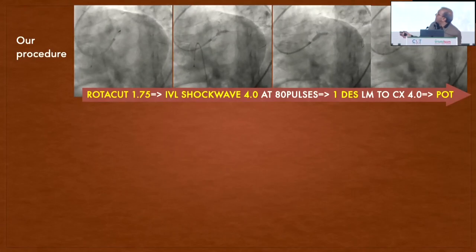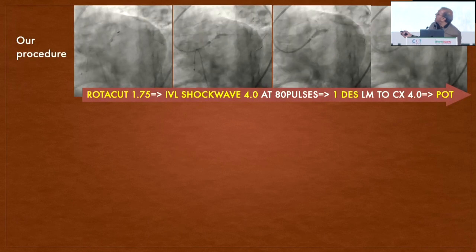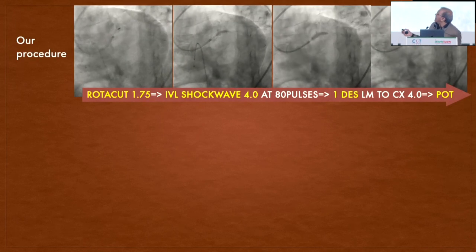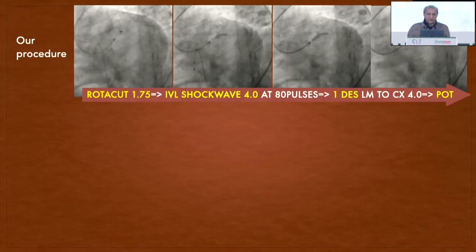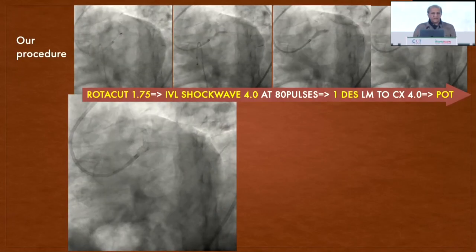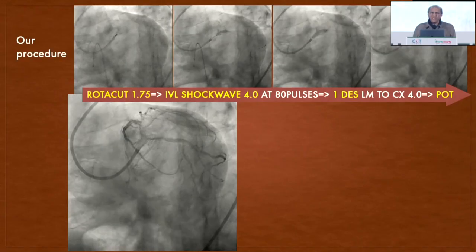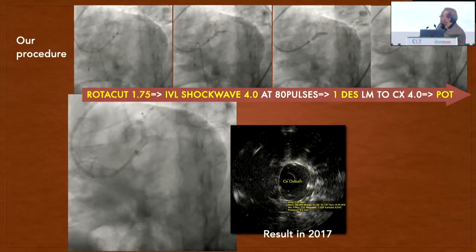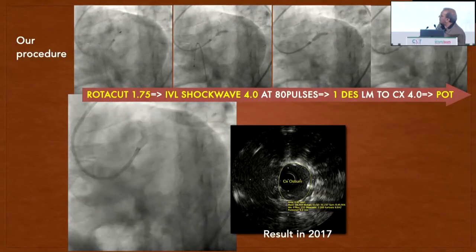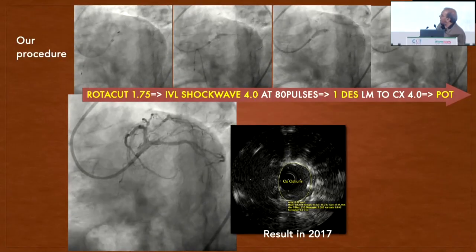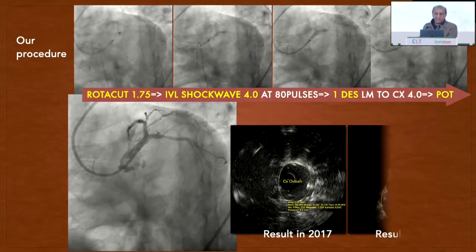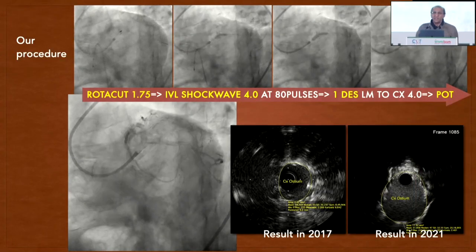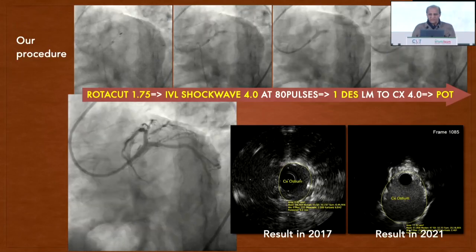Used a single stent from the circumflex to the left main. Of course, we opened up the struts into the LAD, and we gave a POT of 4.0. This is the final result that we had. And what we had done, essentially, is that in 2017, we had got around 6.6 as our ostial MSA. We improved that to approximately 10, around 11 point something with this strategy.